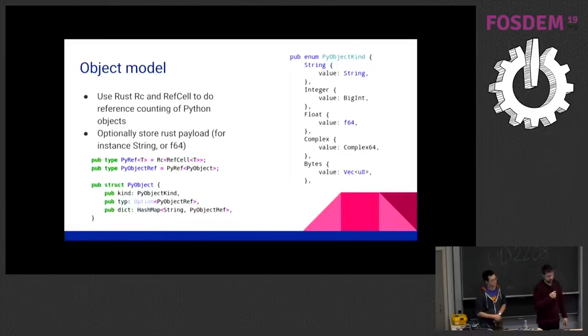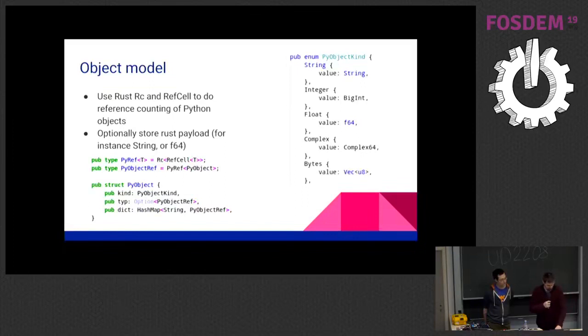And furthermore, each object has a dictionary, so in Python you can set attributes and get attributes at will. So it's really dynamic. And then for some Python types we need to store internally some payload. So if you have a Python string, it's backed by a Rust string. An integer is now backed by BigInt. This was also nice, so we have arbitrary integer precision. And bytes is simply a vector of bytes.